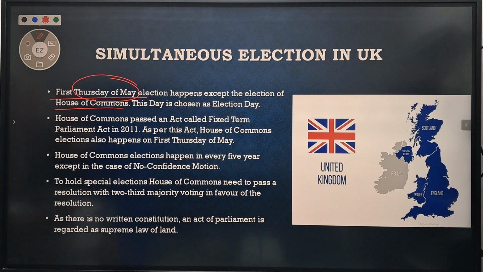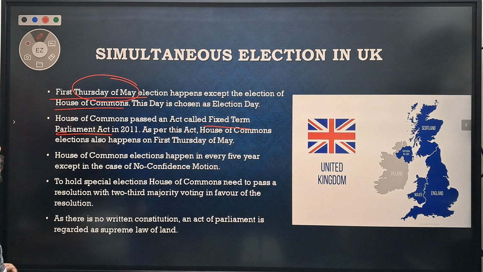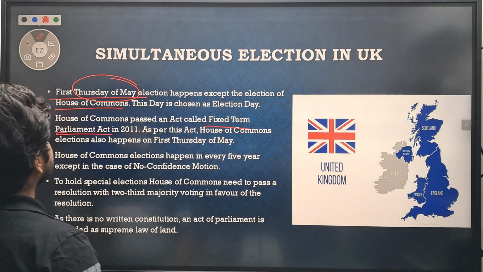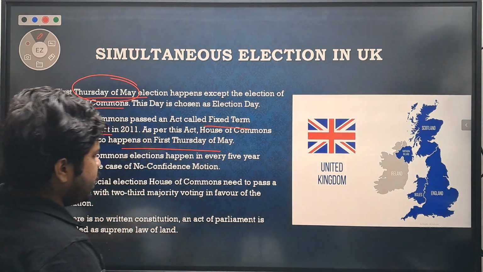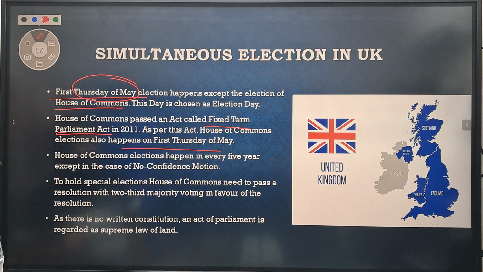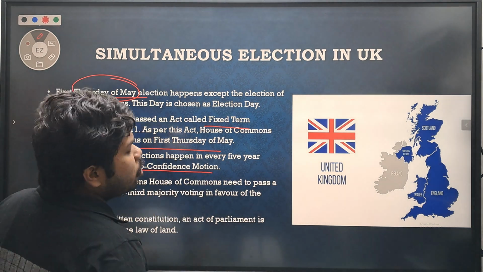The House of Commons passed an act called the Fixed Term Parliament Act, or FTPA, in 2011. As per the Act, House of Commons elections also happen on the first Thursday of May. House of Commons elections happen every 5 years, except in the case of a no confidence motion.